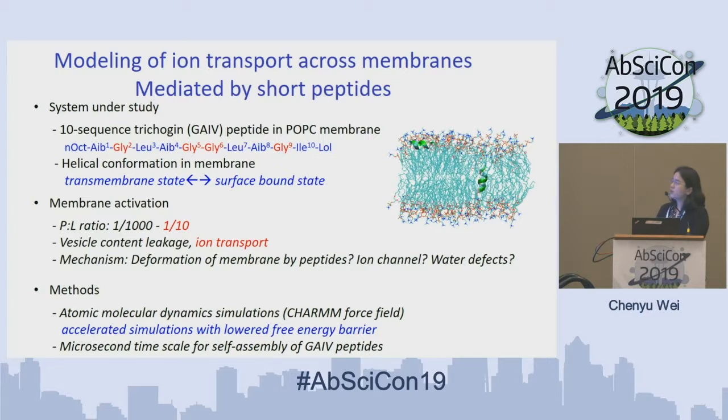The peptide we chose to study is called trichogin peptide. It has only 10 residues, most of which are hydrophobic, and it has a few glycine residues. This peptide has a helical conformation in membrane. It can be in a transmembrane state or in a surface-bound state, and they are interconvertible. Experiments have found that this peptide can permeabilize membrane at a certain peptide-to-lipid ratio, and even ion transport has been observed.